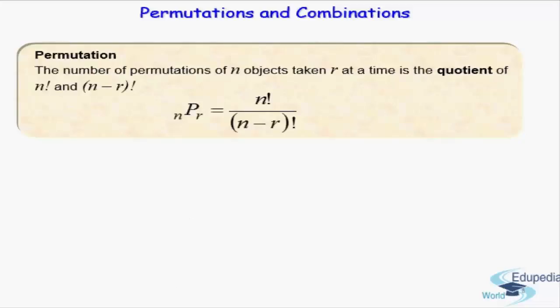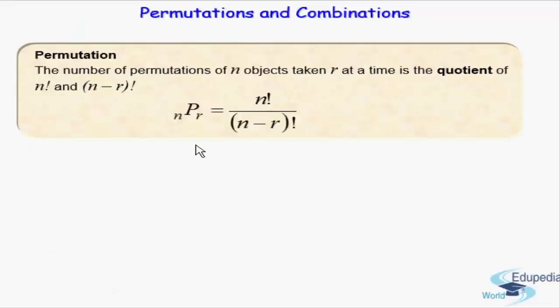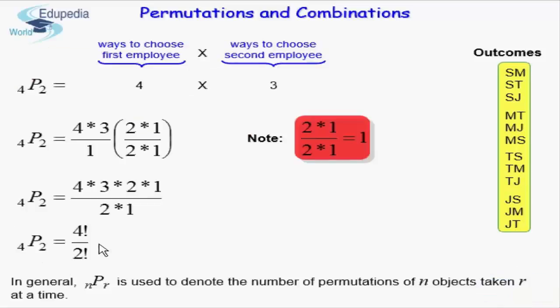In the case that we got here, n is 4, so on the top we get 4 factorial, and the denominator is going to be n minus r. In this case, that is 4 minus 2, and then we take the factorial of that. Just because it turns out to be 4 factorial over 2 factorial, don't be confused by it. So n here is 4 and r here is 2. We get n factorial, that is 4 factorial, and n minus r, that is 4 minus 2, which is 2 factorial, and then we have the answer to that one.